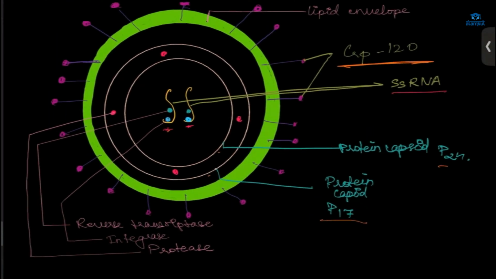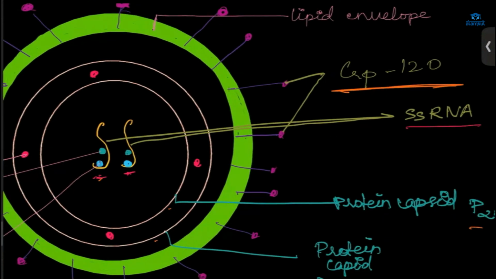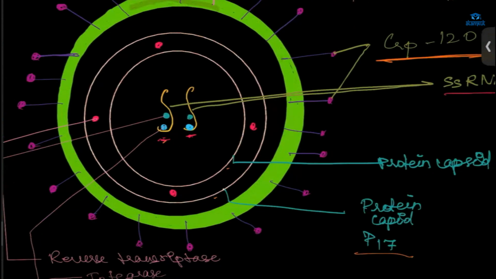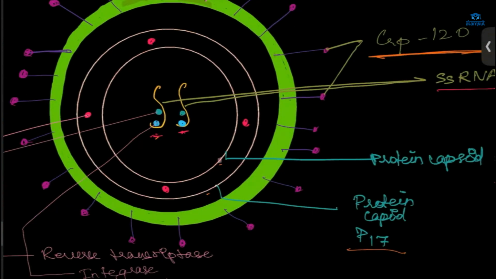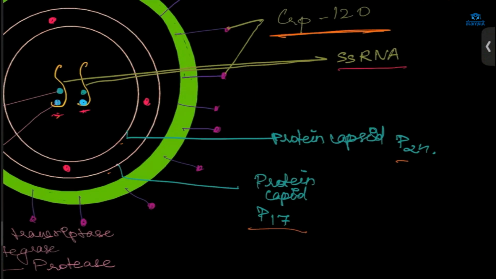Now you can see this spike, the purple and pink, that is glycoprotein 120. And this green color is our lipid envelope. It is made up of lipid, and we have two layers. Then the protein capsid: the inner one is P24, the outer one is P17. Got it? So this is the structure.